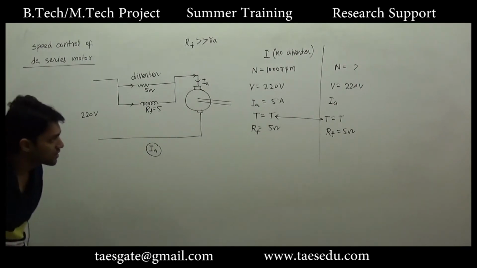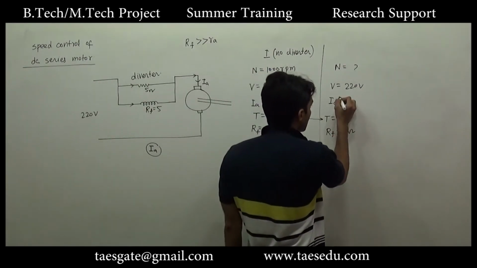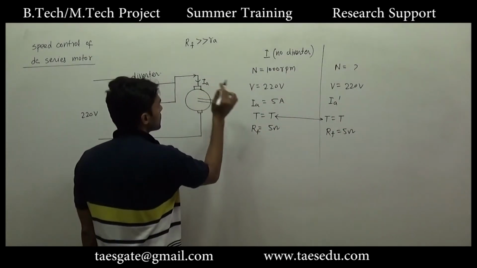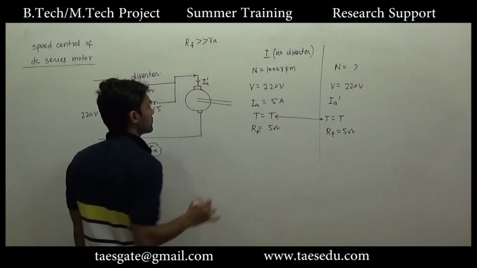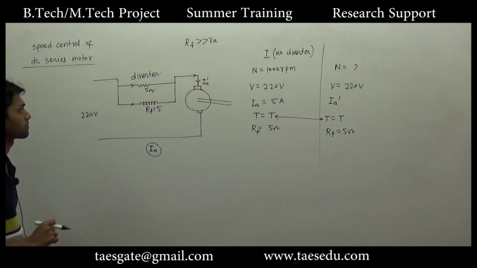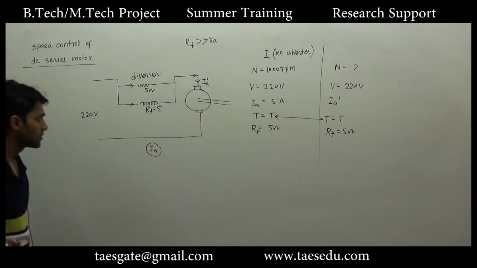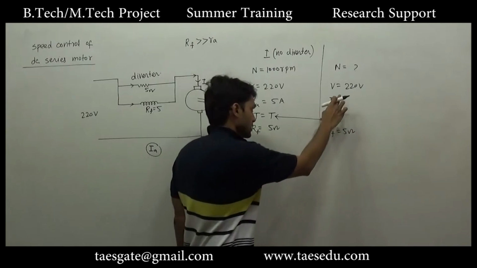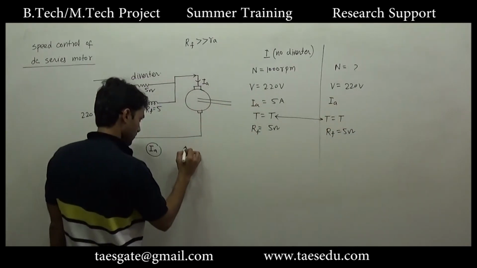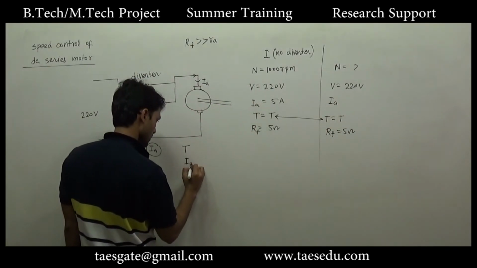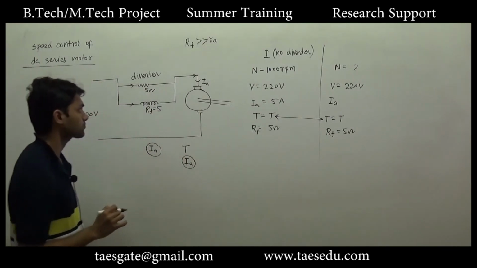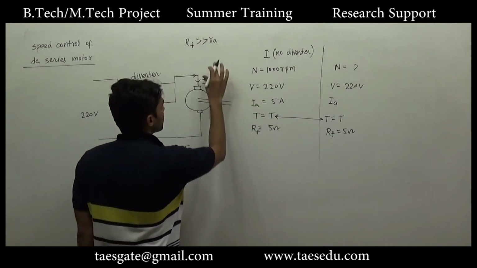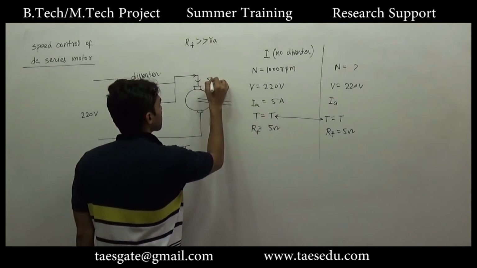Okay. So suppose in the third case, let's say the armature current is IA dash. In the next case, suppose IA dash is flowing here. Or first, let's assume, as in the previous case, what we observed: if torque is the same, then the current will be the same. If current is the same, let's say again we have 5 ampere.